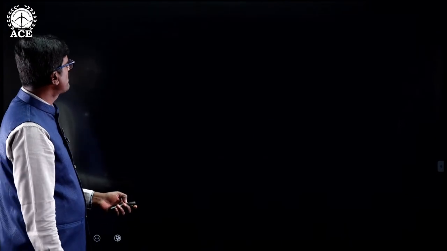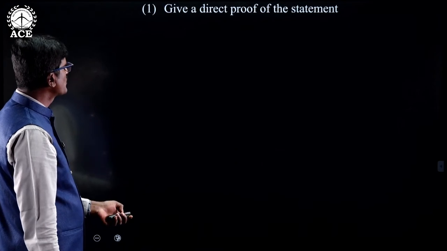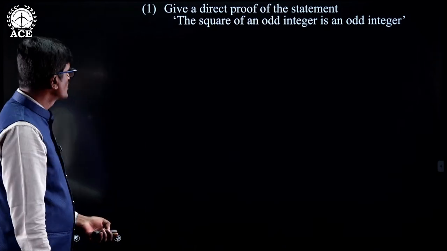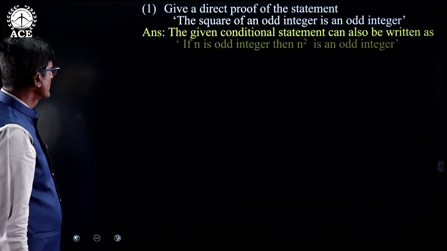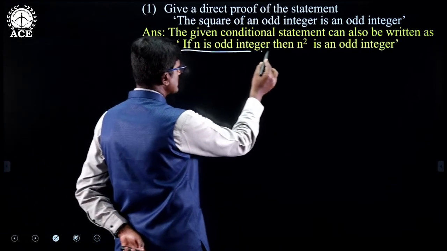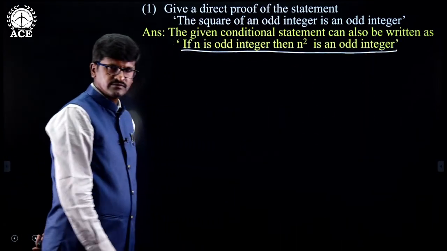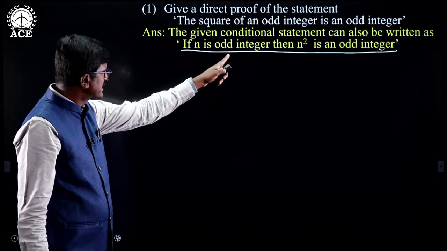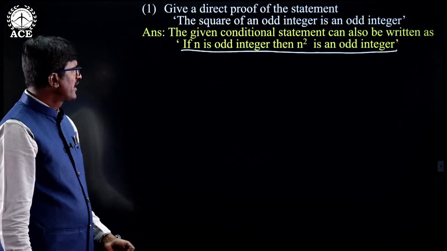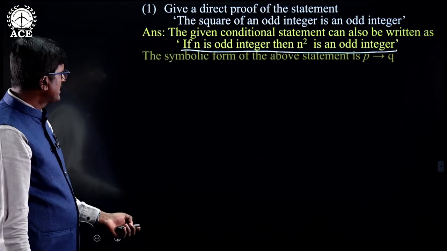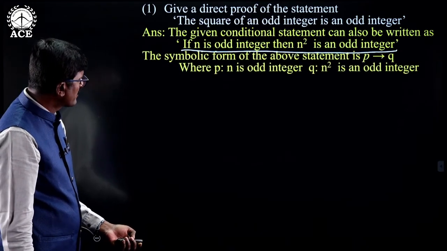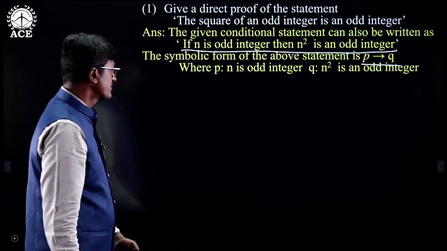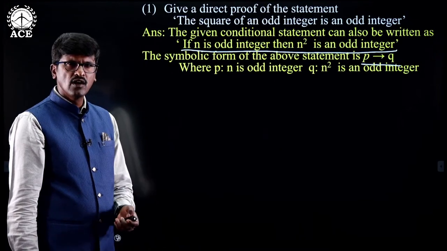Now we will take some example and prove it. Give the direct proof of the statement: the square of an odd integer is an odd integer. This statement can also be written like this: if n is an odd integer, then n square is also an odd integer. Now we will take the symbolic form of this. The symbolic form is P conditional Q. What is P? n is an odd integer. What is Q? n square is an odd integer.